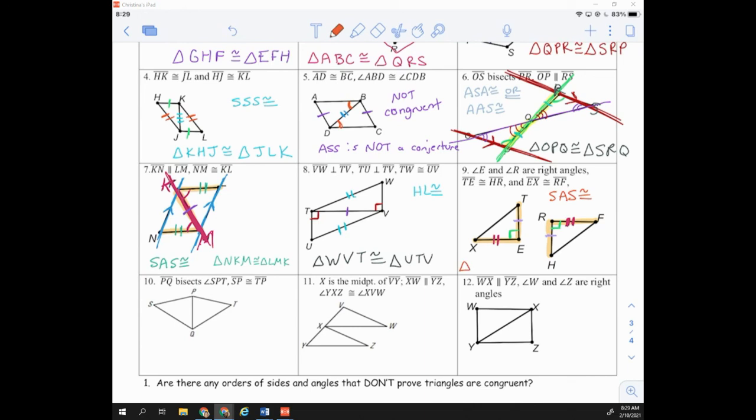So triangle TEX is congruent to triangle HRF. See, I went down the 1 tick mark side, then the 2 tick mark side.